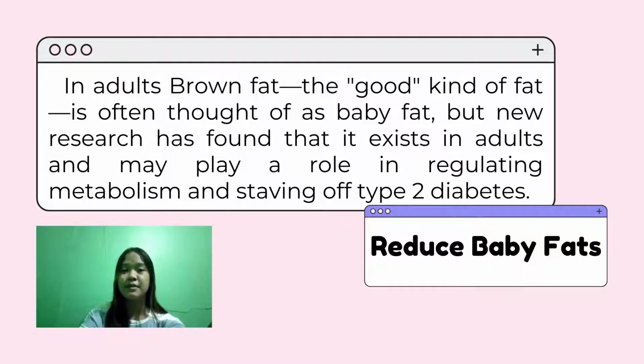Next is reduced baby fat. In adults, brown fat is the good kind of fat. It is often thought of as baby fat, but new research has found that it exists in adults and may play a role in regulating metabolism and staving off type 2 diabetes. White fat, or bad fat, stores excess energy but also clogs arteries and accumulates as visible body fat, and we can say chubby face, what we call bilbil.